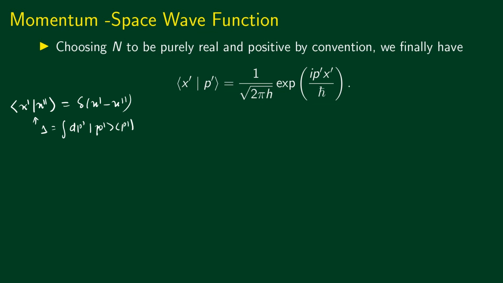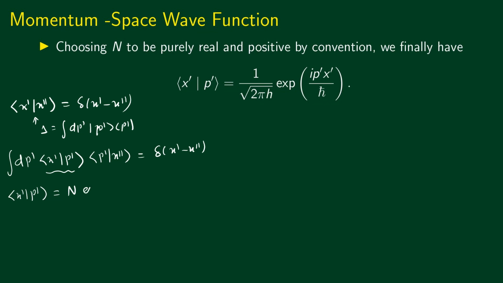Okay, this is the identity operator that we are inserting here. So this equation becomes integral dp prime bra x prime ket p prime and bra p prime ket x double prime. Now, this has to be equal to delta x prime minus x double prime, the right hand side. Now, this bra x prime ket p prime we already have written down. This was our momentum eigenfunction, which we wrote as N exponential i p prime x prime divided by h bar.